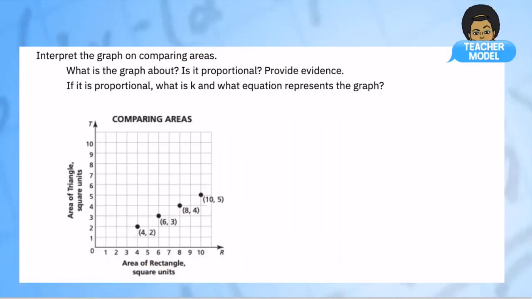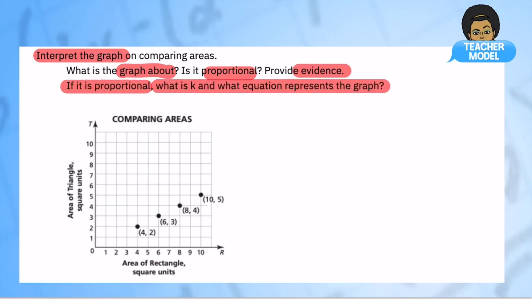To do some interpretation, meaning we're going to explain what this graph really means in words and use that to do some comparison work. So here's some things to interpret a graph on comparing areas. We want to know, what is the graph about? Is it proportional? And let's provide some evidence. If we see it's proportional, we'll be able to find K and write an equation. If proportional, we'll figure out K because it'll have a constant rate of proportionality.